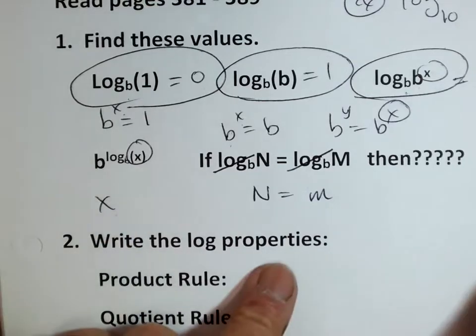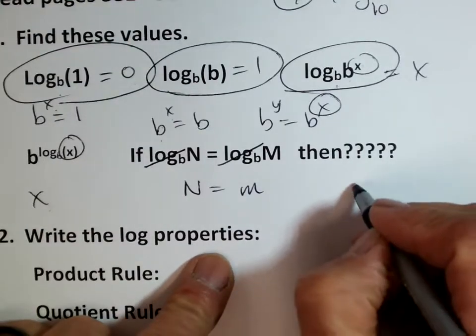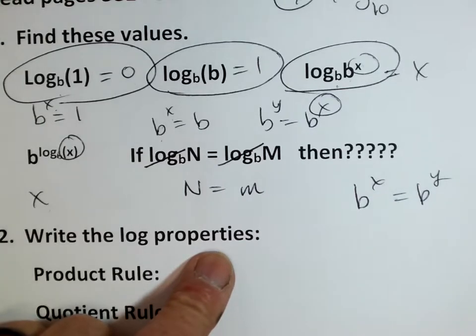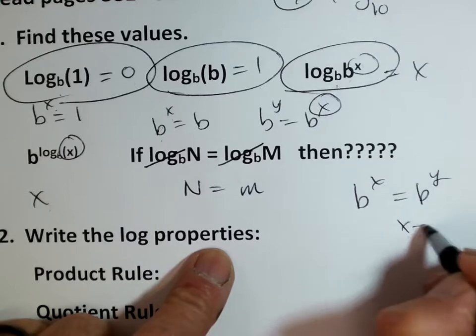Just like, and you know this one, if you have b to the x equals b to the y, you know that x is equal to y, right? Because you can cancel the bases, right? X is equal to y, okay?